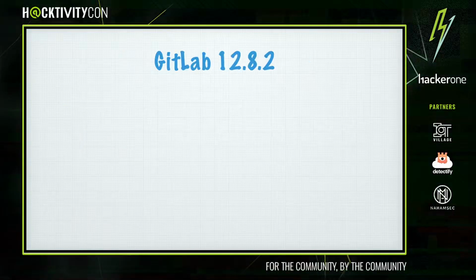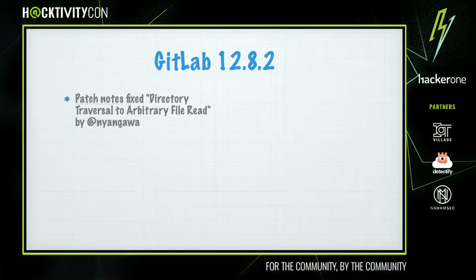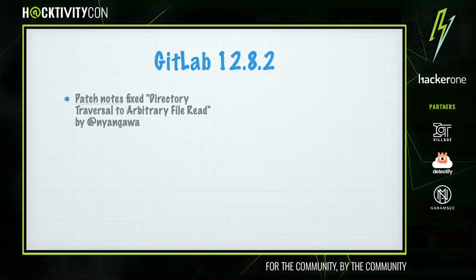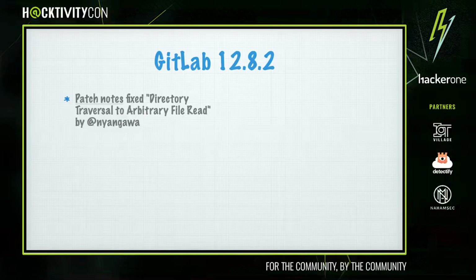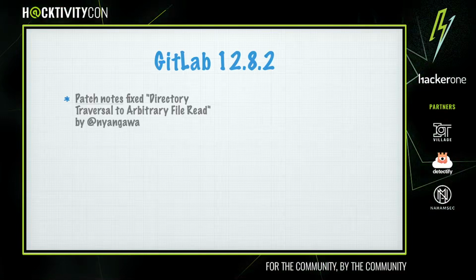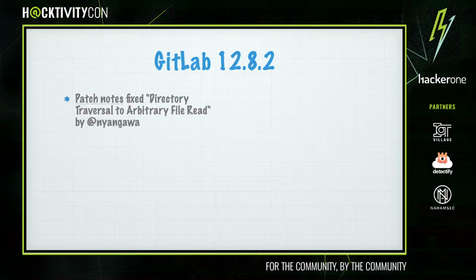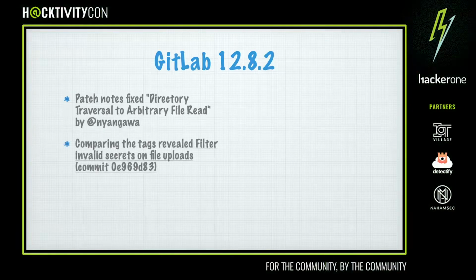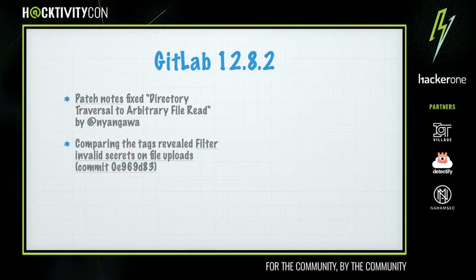Fast forward to March of this year, and I was reading through the patch notes of the latest GitLab security release, and the first issue there was titled Directory Traversal to Arbitrary File Read, which sounded like a pretty big deal. GitLab normally discloses the original ticket about 30 days after the fix has been released, but because it's open source, it's normally pretty easy to find the commit by comparing the previous release, and from there you can work out what the issue was.